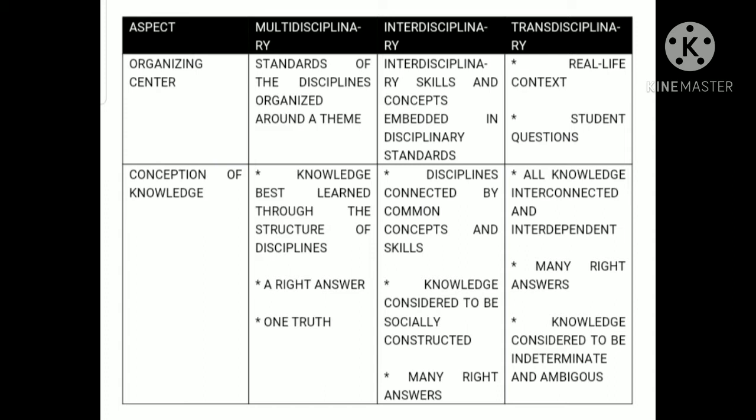Let's begin with the first aspect, which is the organizing center. The multidisciplinary approach states that standards of the discipline are organized around a theme, meaning this approach commonly uses a theme and topic to describe an area of subject, meaning there is a subject or theme that the disciplines are considered subordinate to. So the theme or topic is used to develop the teaching for each different subject, while the interdisciplinary approach states that interdisciplinary skills and concepts are embedded in disciplinary standards, meaning it involves the combination of two or more academic disciplines in one activity. For example, a research project.